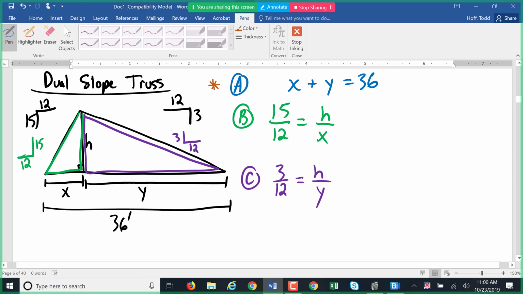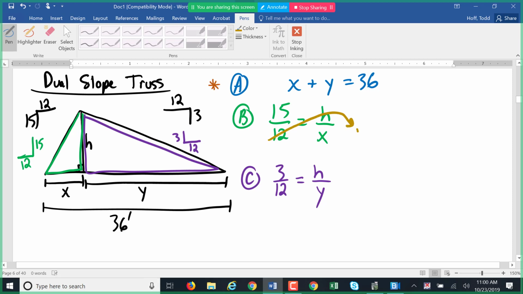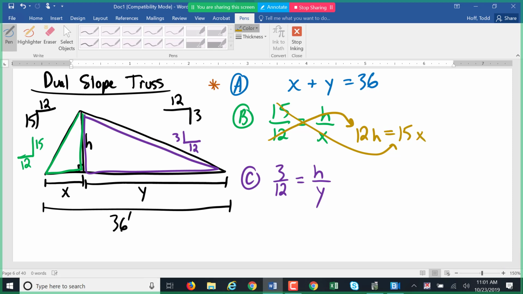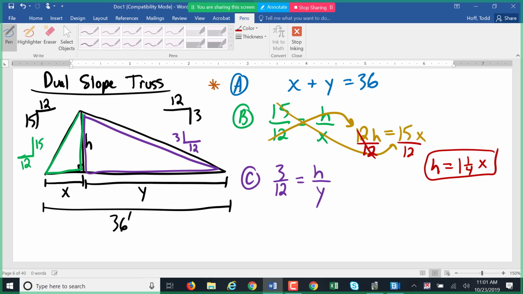So if I look here at equation B, if I cross multiply, 12 times h is 12h. 15 times x is 15x. If I solve that for h by dividing by, sorry, not by 15, by 12, I get that h equals 15 over 12, which is 1 1/4 x. Or I could write it as 5 fourths x.